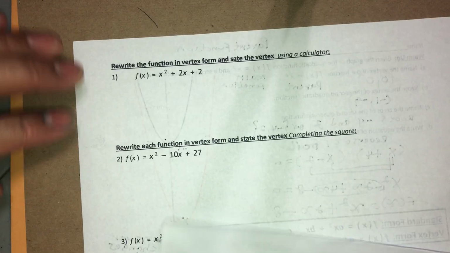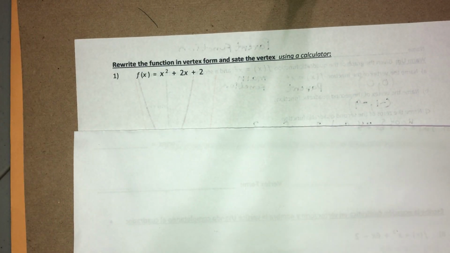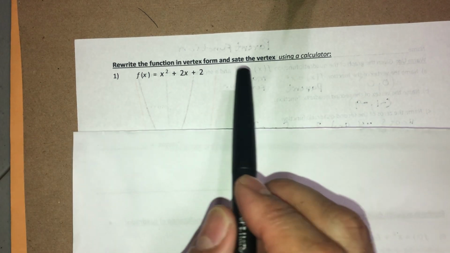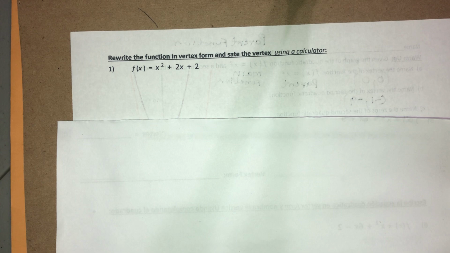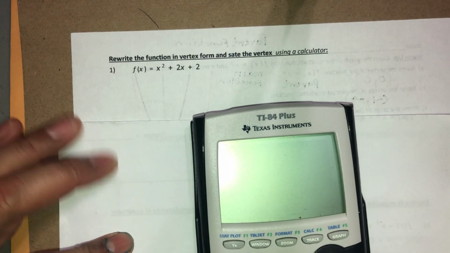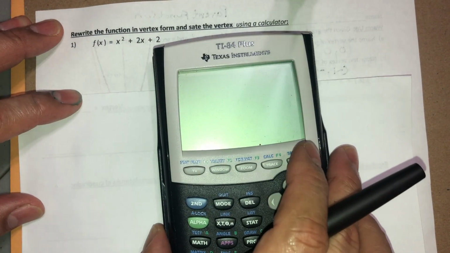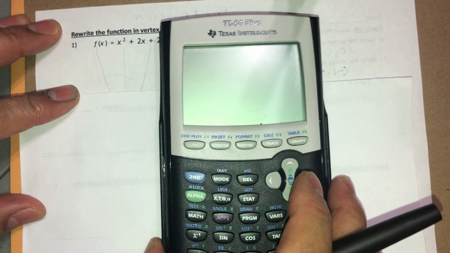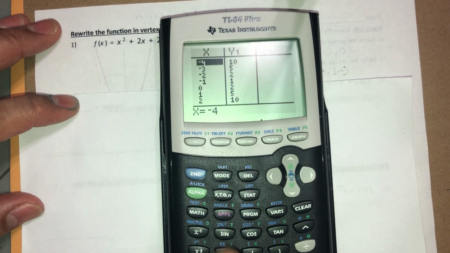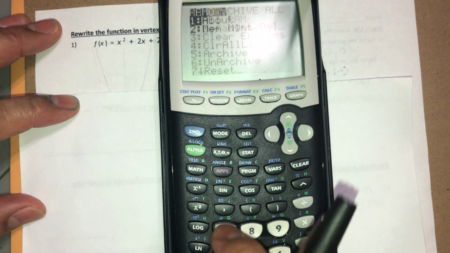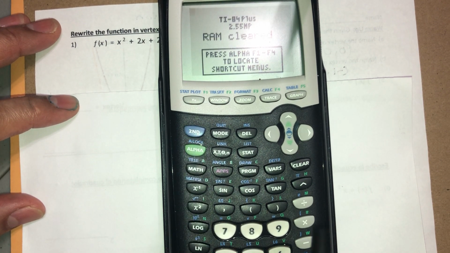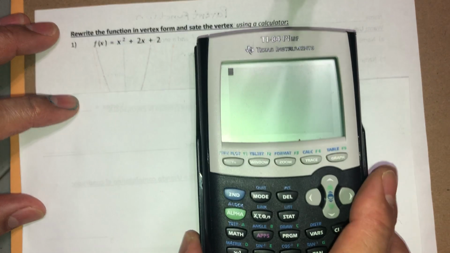So in the back, read the instructions. The only thing I'm asking you here is to rewrite the function in vertex form and state the vertex, but using a calculator. So you don't even have to graph or find it by completing the square. You don't have to do that. I always recommend that when you're going to graph something, just clear the memory of the calculator so you can get started from 0. To clear the calculator, you're going to go to second, plus, 7, 1, 2. Second plus 712. So now your memory is clear.